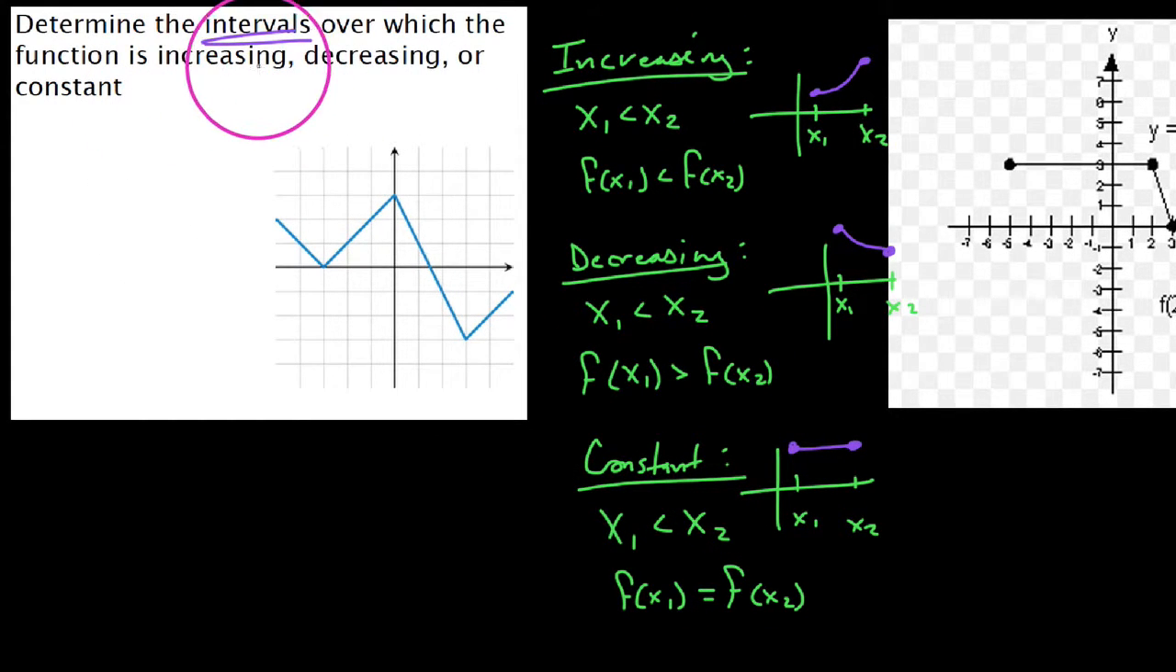So what we're going to do is determine the intervals over which the function is increasing, decreasing, or constant. Now the interesting word here happens to be intervals. And we saw interval notation when we talked about domain and range. So what I'm going to ask us to do here is to identify on the graph, first of all, where this is increasing, decreasing, or constant.